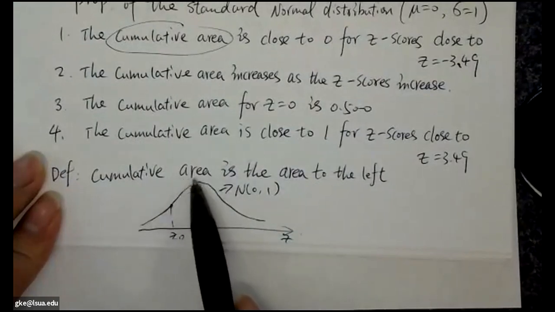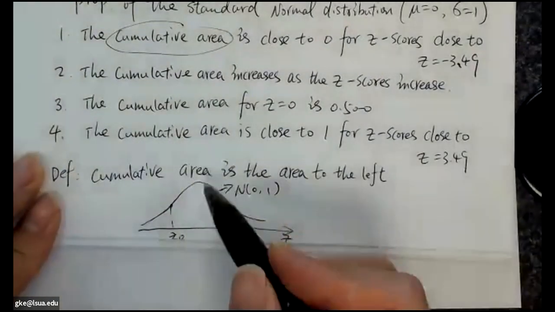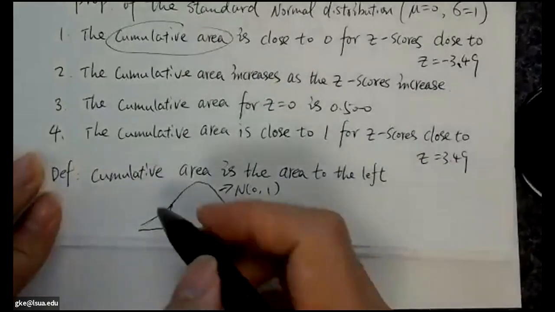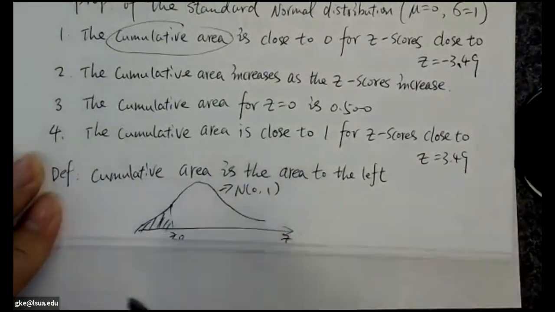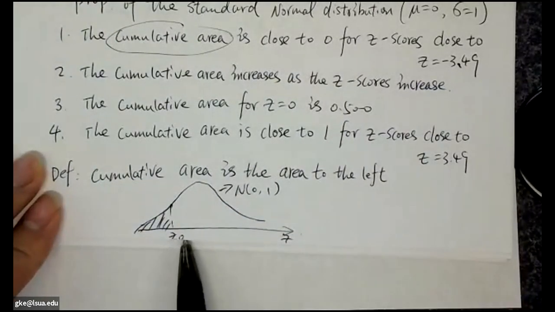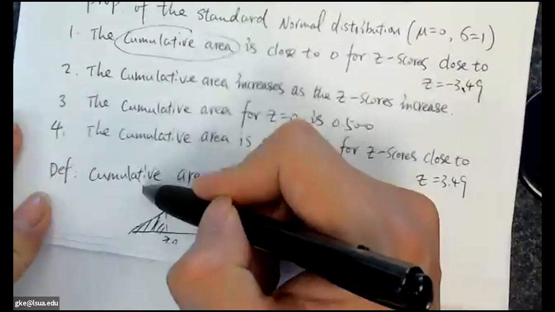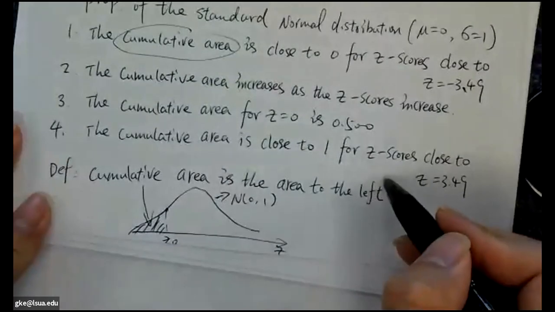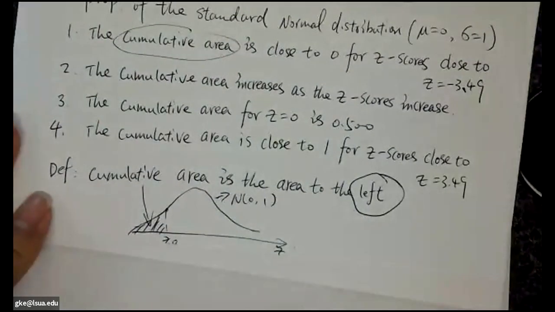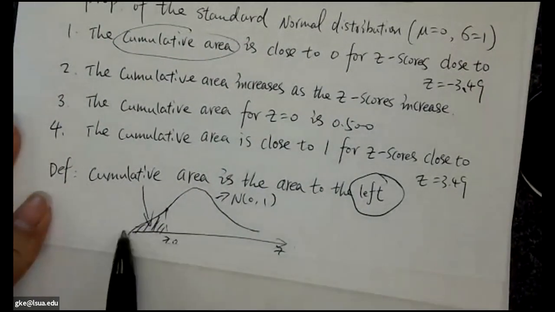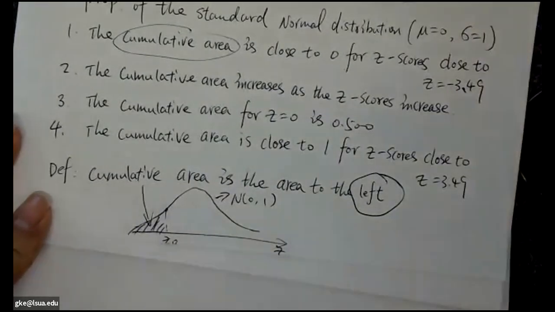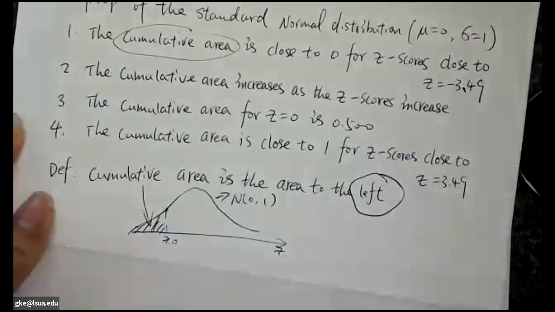Now, the cumulative area means the area to the left, this part. If I give you a z value here, z0, the cumulative area is the area to the left, not right, it's left. So that's the point.